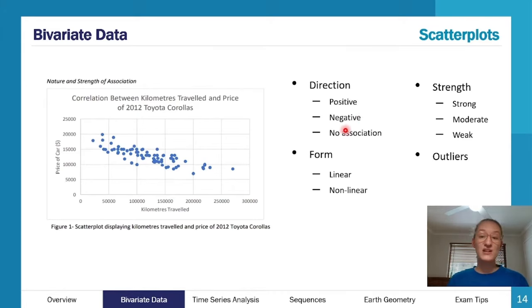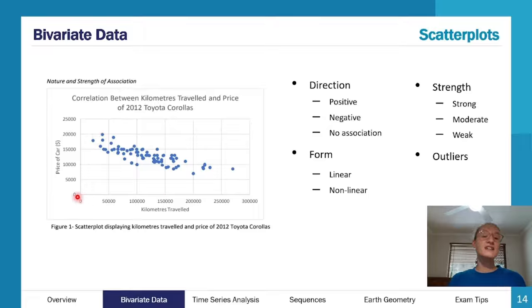Of course, the other option is no association. That's if our points were all just randomly scattered about and there's not really any sense of direction to it. We'd say it has no association, because you can't have a positive or negative direction in that scenario. But here we have a negative direction.